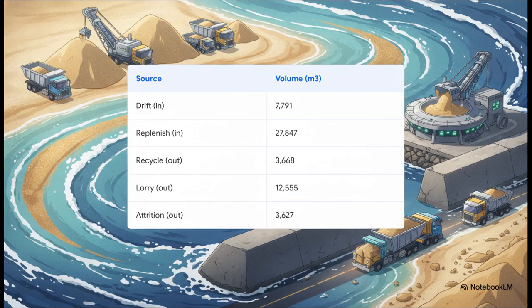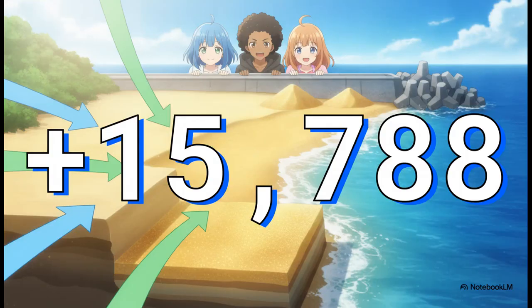On the output side, humans are artificially extracting sediment for recycling, and get this, they're even loading 12,555 cubic meters into lorries to physically drive it past the breakwater, all while a little over 3,600 cubic meters is lost naturally to attrition. When you do the math, subtracting the total outputs from those total inputs, you get a net volume of positive 15,788 cubic meters. That is a massive surplus. So the West Beach has a highly positive sediment budget, which leads to wide, rapidly growing beaches that just accumulate vast amounts of material right up against that breakwater.